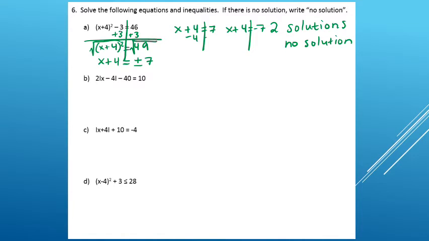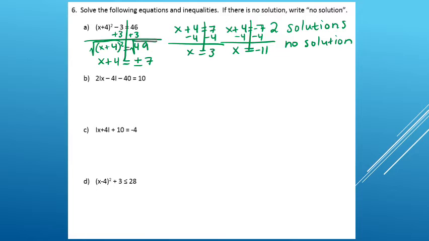So if I subtract 4 from each side, I get x = 3. And if I subtract 4 from each side on the other one, I get x = -11. And again, I can plug in both of those solutions just to make sure that they work. And that's a really good idea to test. So for example, 3 plus 4 would be 7. 7 squared would be 49. 49 minus 3 would be 46. So I can see it balances.